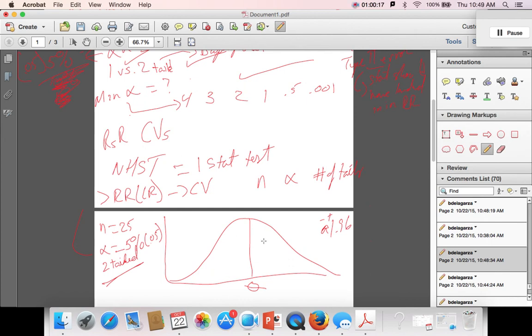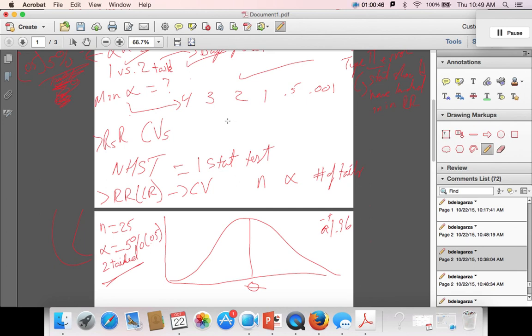And why? Because we're dealing with a symmetrical distribution. So here, since I have two critical values, two regions of rejection, because I have a two-tailed test, my alpha level is still set at a maximum of 5%. But now, since I have two tails and my alpha level is set at 5%, each tail gets half of that 5%. And this is the reason why.